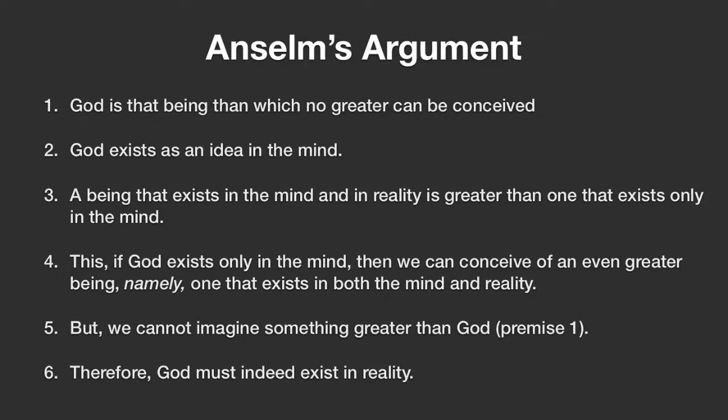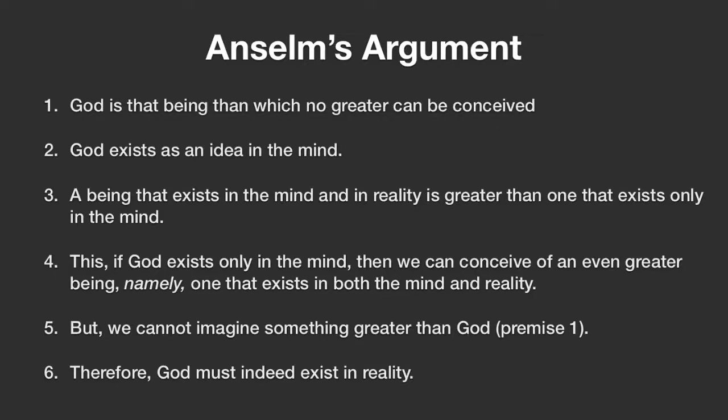So premise 4 then says this, thus, if God exists only in the mind, then we can conceive of an even greater being, namely one that exists in both the mind and reality. So we can see that, of course, God existing in the mind wouldn't be the greatest. It would be one that exists in the mind and reality. But we cannot imagine something greater than God, going back to premise 1. Therefore, God must indeed exist in reality.